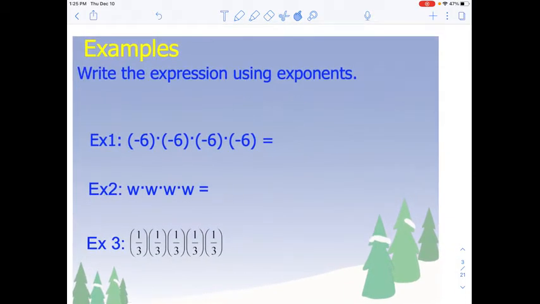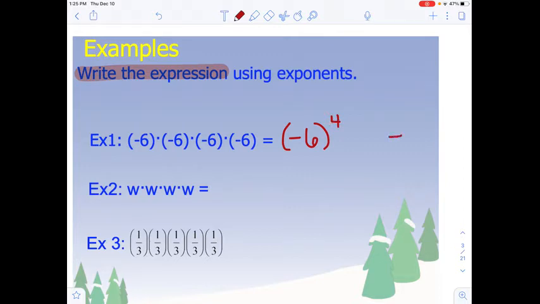So for these examples, we're going to write the expression using exponents. So it's not actually asking us to solve. It's just asking us to rewrite it using an exponent instead of writing it out like this. So here we have -6 times -6 times -6 times -6. So in parentheses, it's super important that you include parentheses. -6 to the, and there's 1, 2, 3, 4. So I would write that as -6 to the fourth power.